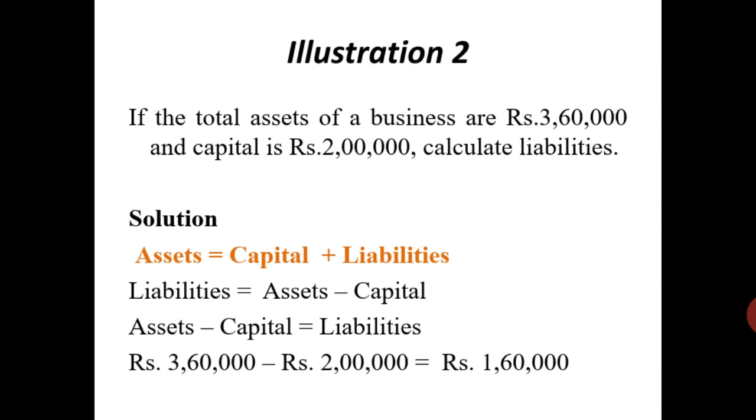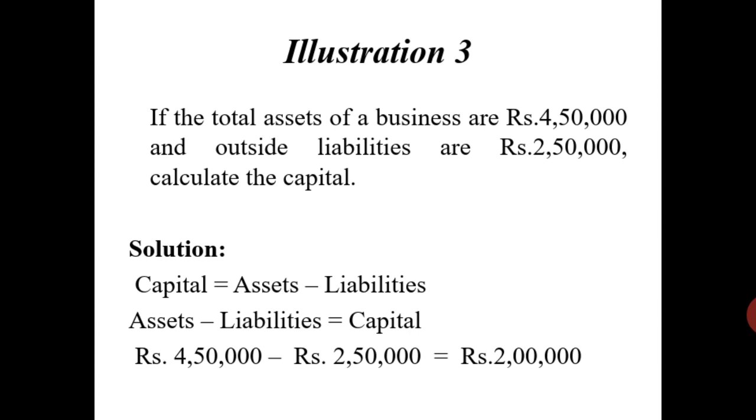Illustration 2. If the total assets of a business are rupees 3,60,000 and capital is 2 lakh rupees, calculate the liabilities. Here assets are given, capital is given, and we have to calculate liabilities. So we change the accounting equation as per the requirement. Liabilities are equal to assets minus capital. Assets here are 3,60,000, capital is 2 lakh rupees, and the liabilities will be 1,60,000.